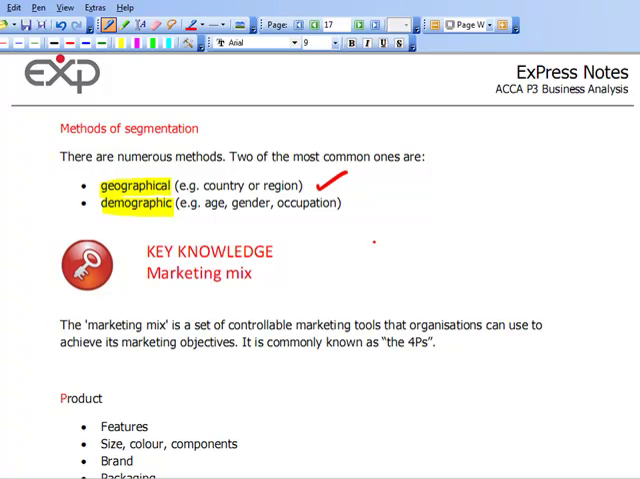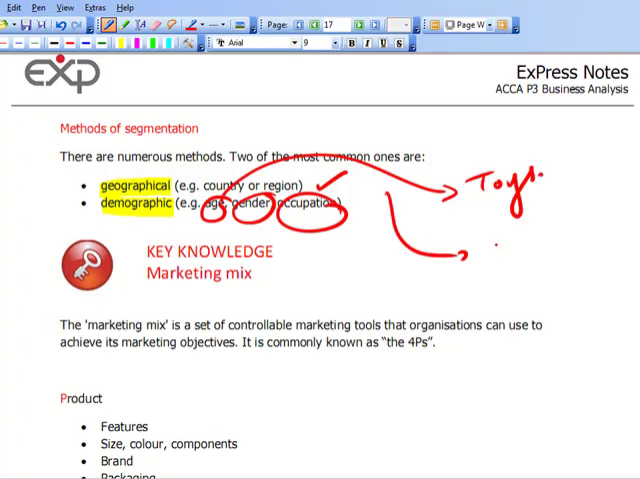The next one, demographic. For example, age, gender, male or female, or occupation. What items or goods could we segment according to age? Well, there are numerous. Toys, for example. What about clothes? All of these are examples of products where we can segment the market according to demographic.